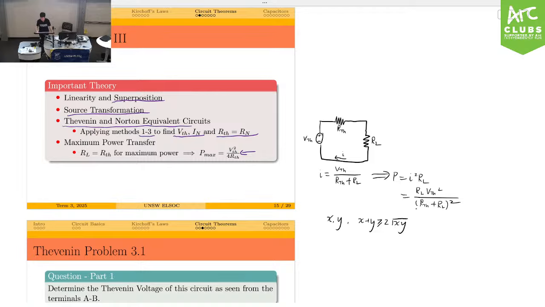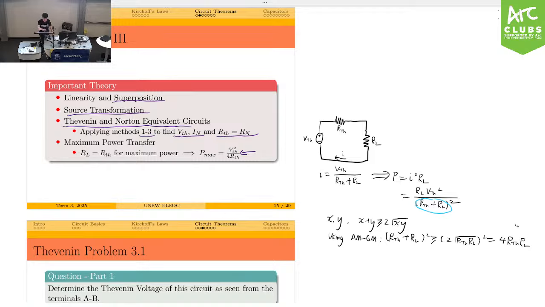We can apply it to our denominator here. So using the AM-GM inequality, we have (RTH plus RL) whole thing squared is greater than or equal to (2 root RTH RL) squared, which actually equals 4 RTH RL.